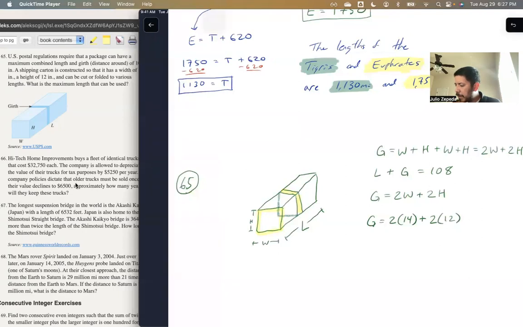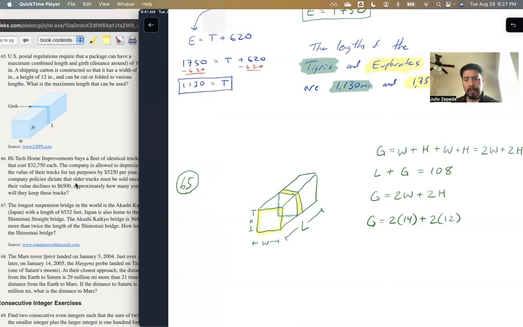Okay, very good. Now, this L, I just want to point this out in case anybody's wondering, this L is correct, right? That one was correct because that is the combined length and girth. L plus G is a maximum of 108. Then it says it can be cut or folded to various lengths. So the L, the length, is what's variable here.